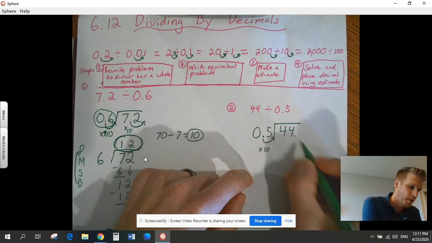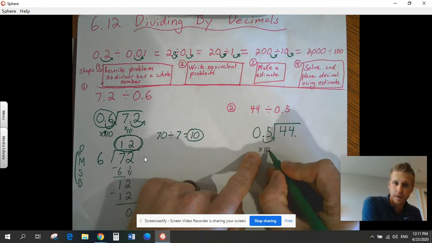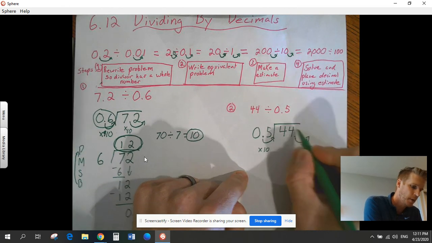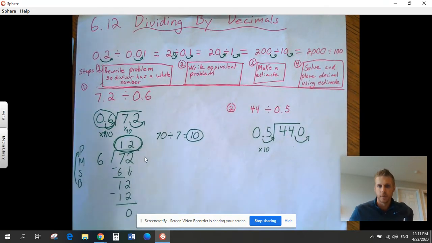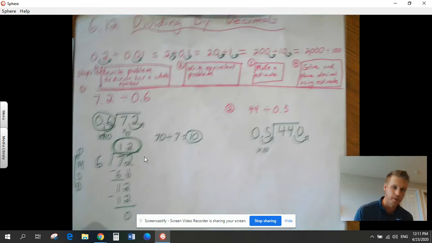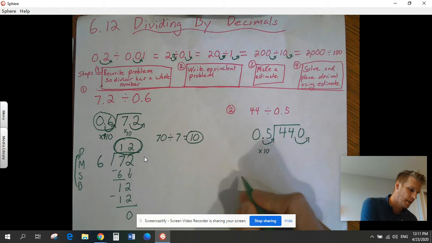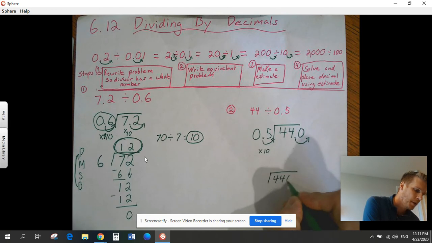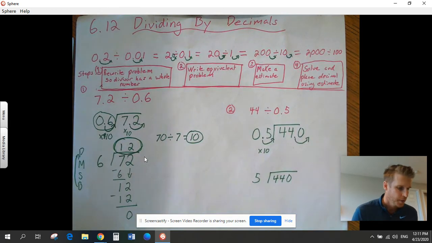On 44, our decimal's here. It's a whole number. If we multiply by 10 here, you've got to multiply by 10 over here, so you move that over there. Well, we got to fill that gap with a 0. So no longer is it 44, it's 440. Okay, so I am going to write our equivalent problem down here. In the house, we have 440, and we're dividing that by 5. So that's what we're going to solve.